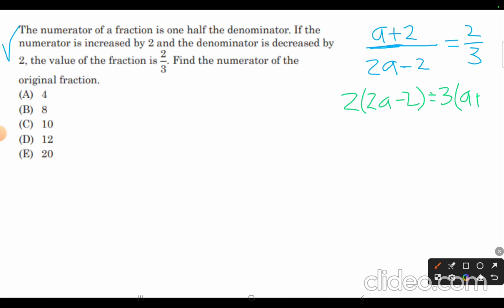Please don't forget to put brackets. Then we open the brackets carefully. 2 times 2A is 4A. 2 times negative 2 is minus 4. 3 times A is 3A. 3 times 2 is 6. Let's take 3A to the left side and change the sign. Let's take 4 to the right side and change the sign.